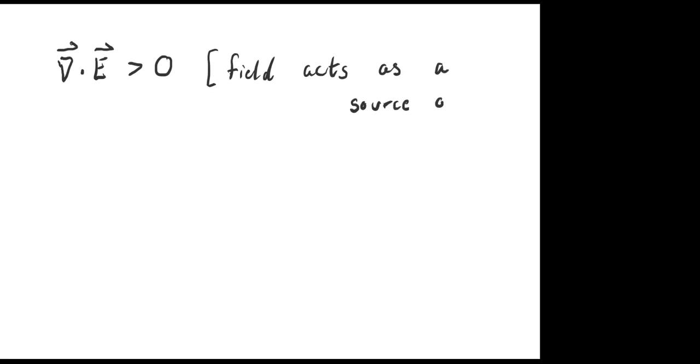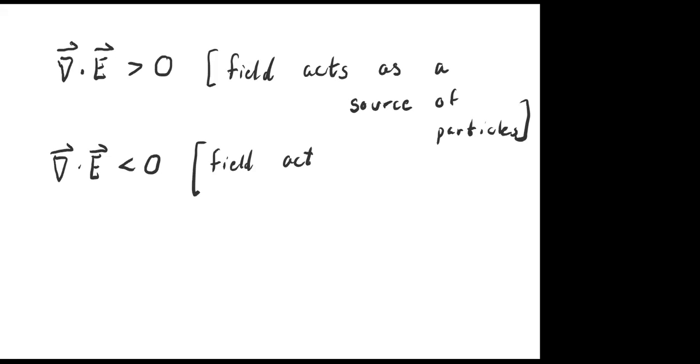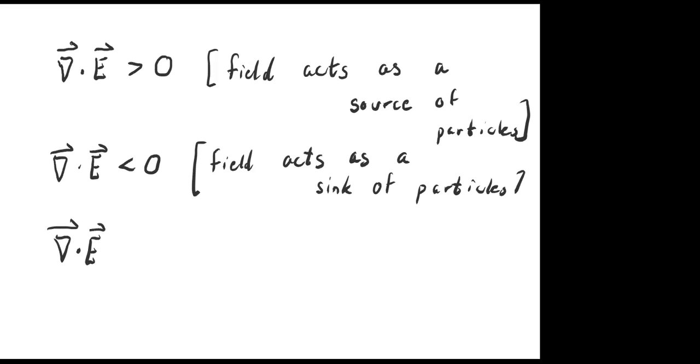So to summarize, if you have a vector field, let's say E, and its divergence is positive, then the field at any point acts as a source of particles. If you take the divergence of a vector field in a problem and it turns out that's negative, then the field at any point will act as a sink for particles. And for the case where you take the divergence of the field, let's say E, and it's zero, there's no net change at any point in the vector field.